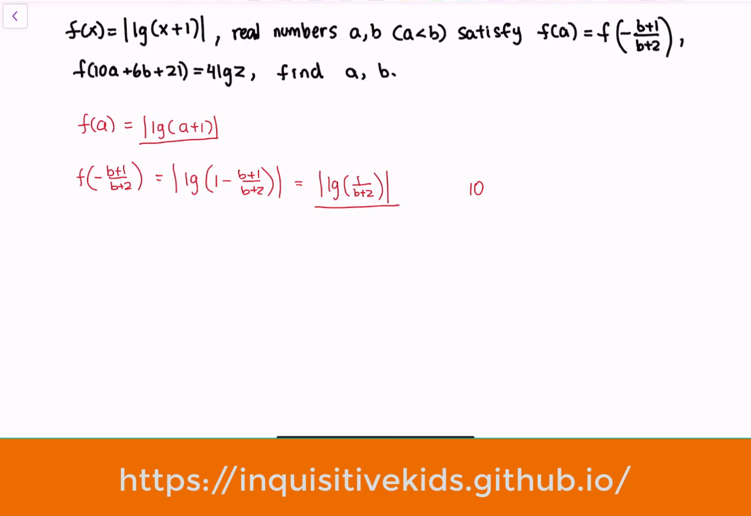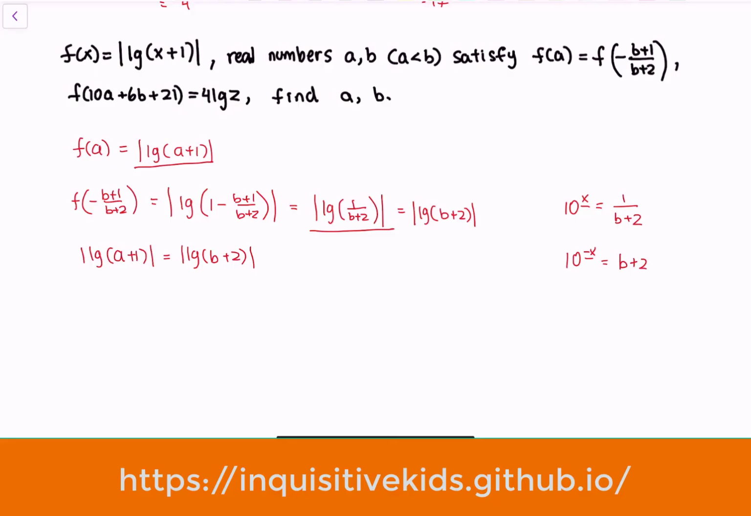We're saying that 10 to some value gives us 1 over b plus 2. If we did 10 to the negative x power, we would just get b plus 2. But in this case, x and negative x both have the same absolute value. So we can just rewrite this absolute value as lg of.